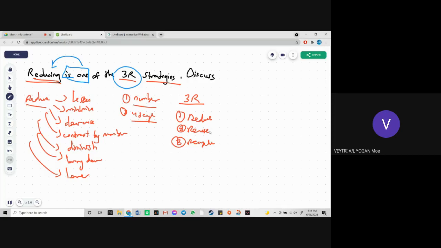Write down the 3R. Then what do you do? Cross out the rest too. But you still remember in your mind that we are talking about 3R, and we are only talking about one of the 3R.